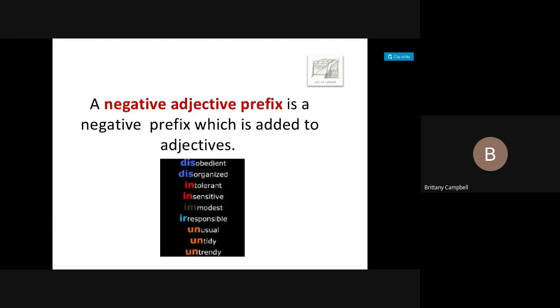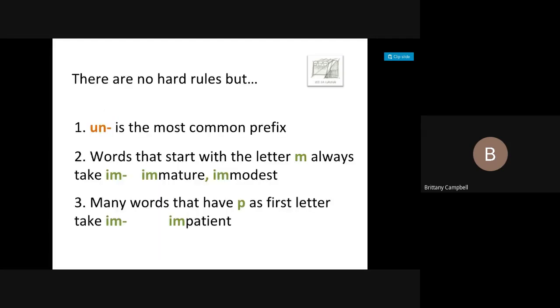Now, a negative adjective prefix is a negative prefix which is added to an adjective. When we talk about adjectives, who can remind me what we are talking about? All right, describing words. So we use them to describe. Yes? Awesome. So a negative adjective prefix, it's really a negative. Ensure that you take note of that. Yes? So let us look at some of the examples here.